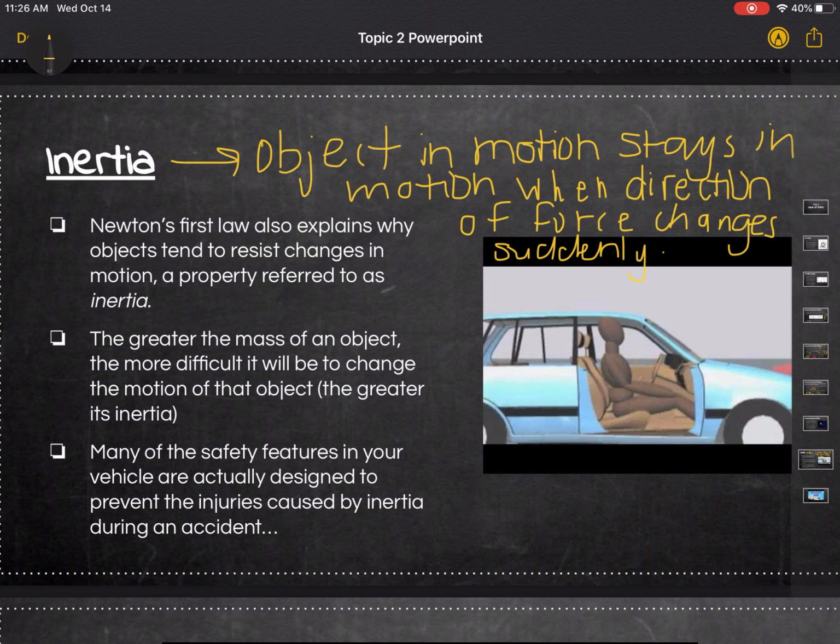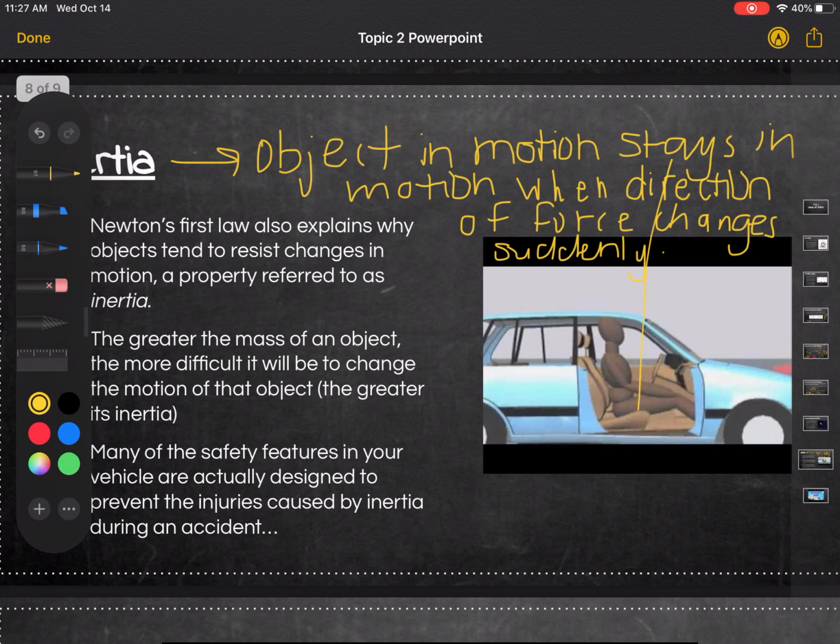This is why if you have a crazy driver, they might not give enough time to slow down before a turn or something, and your body's going to be flinging in all different directions, just because you need more time for your body to be able to change direction. And if you don't give that time, that slower change, then your body is going to keep moving. Okay?